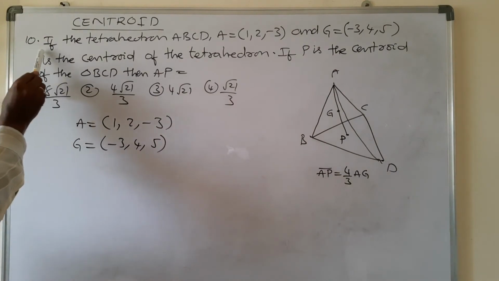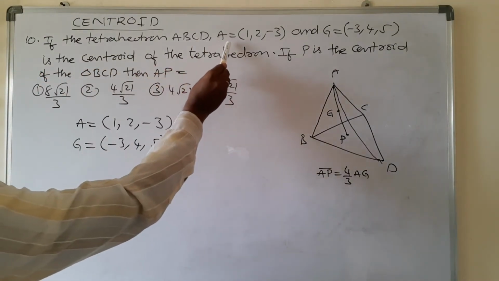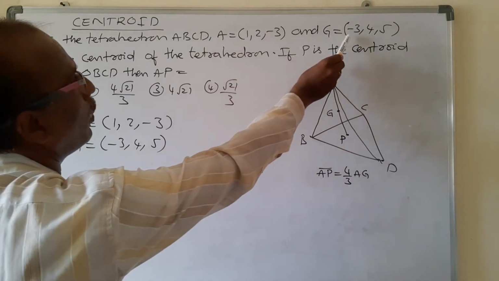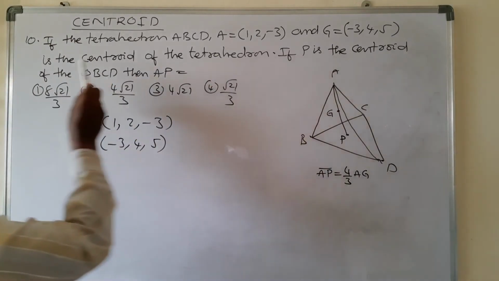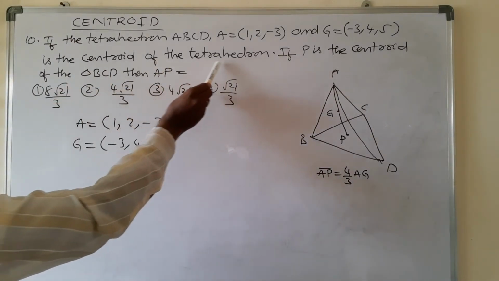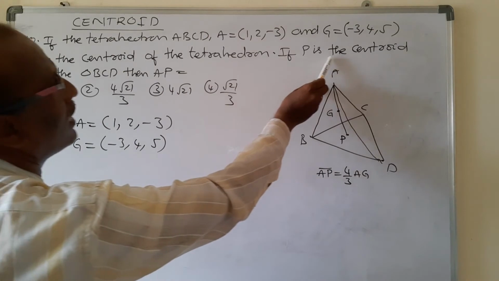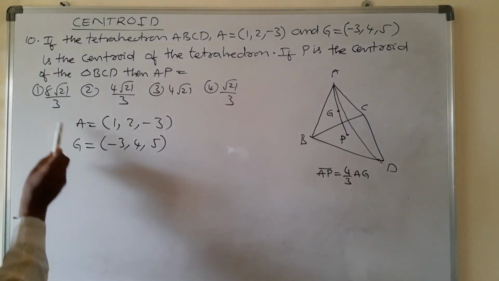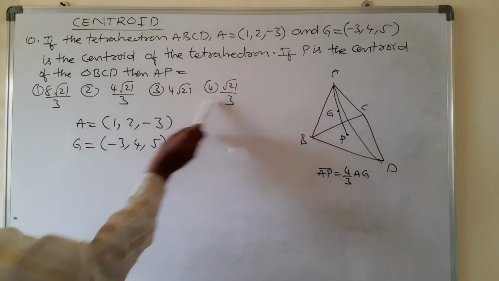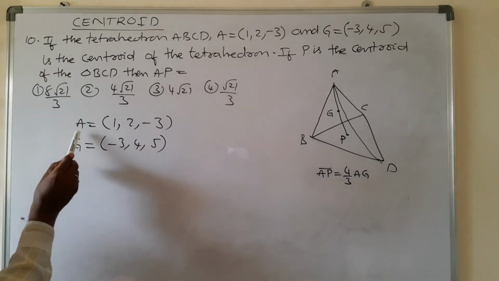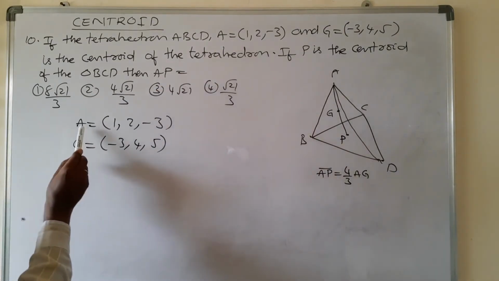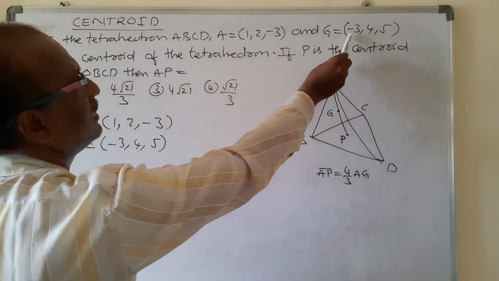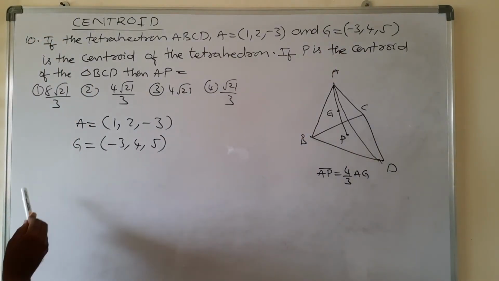Problem number 10. In the tetrahedron ABCD, A equals (1, 2, -3) and the centroid G equals (-3, 4, 5). If P is the centroid of the triangle BCD, then AP equals to find; here 4 options are given. In a tetrahedron, one vertex A is given, A equals (1, 2, -3), and the centroid G is given as (-3, 4, 5).